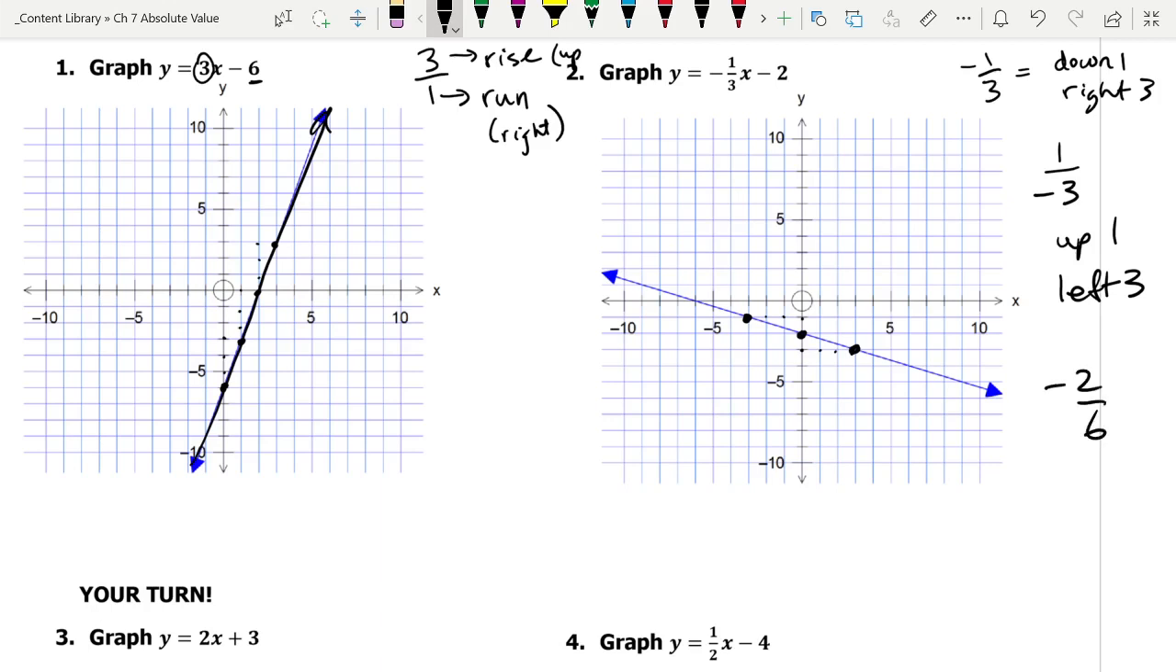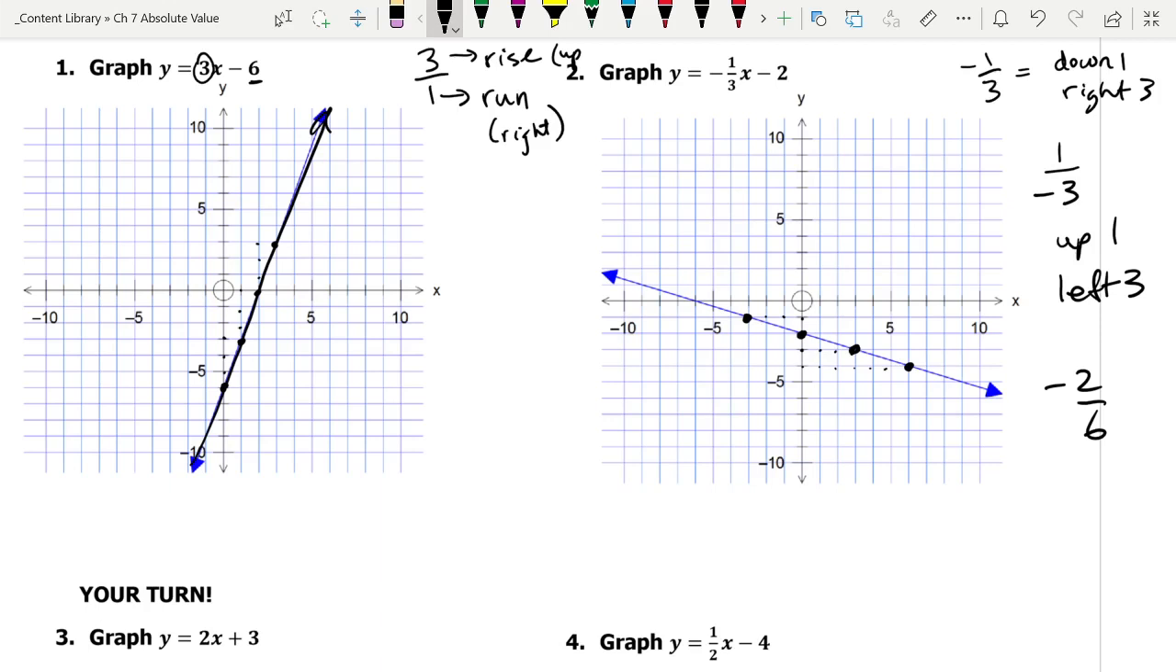So I could have started here and gone 2 down and 6 to the right. And I'd still hit the line. So you can make as many dots as you want. You only ever really need 2 dots to draw a straight line. But if I was doing them, I would make sure that I did maybe more than 2, just to make sure I have a nice straight line that I can take my ruler and draw it through.